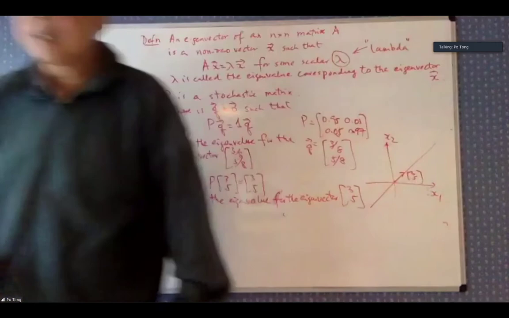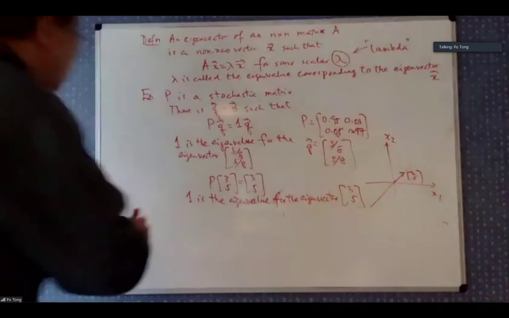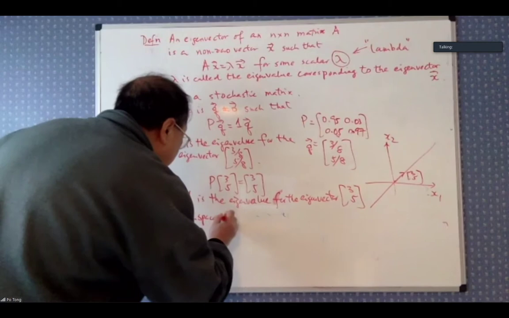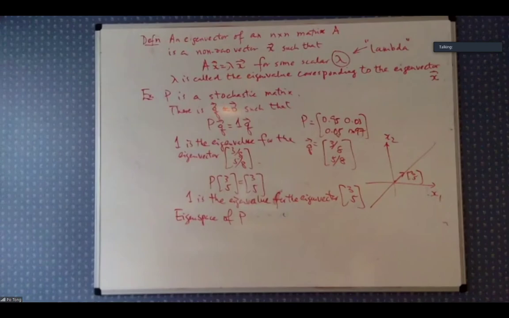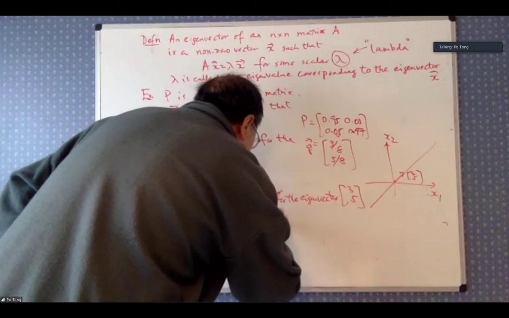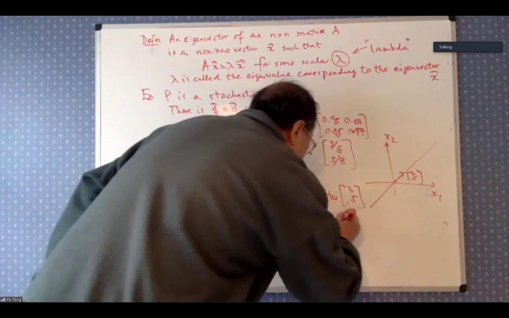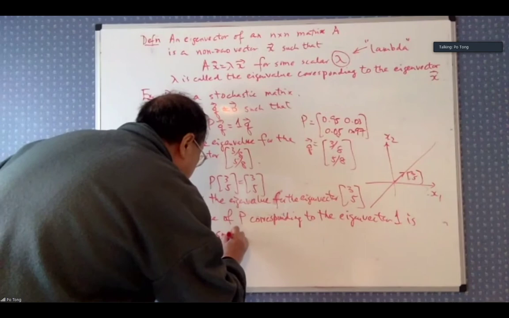So we have the terminology of the eigenspace, okay? The eigenspace of P for this example, corresponding to the eigenvalue 1, is the span of this one.